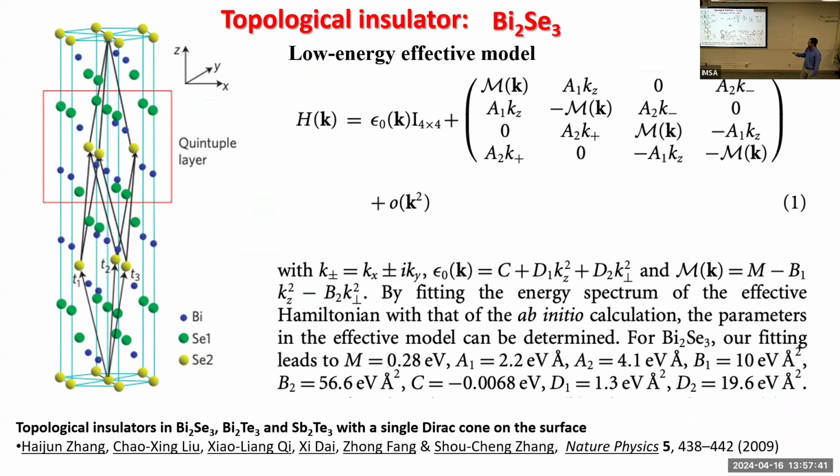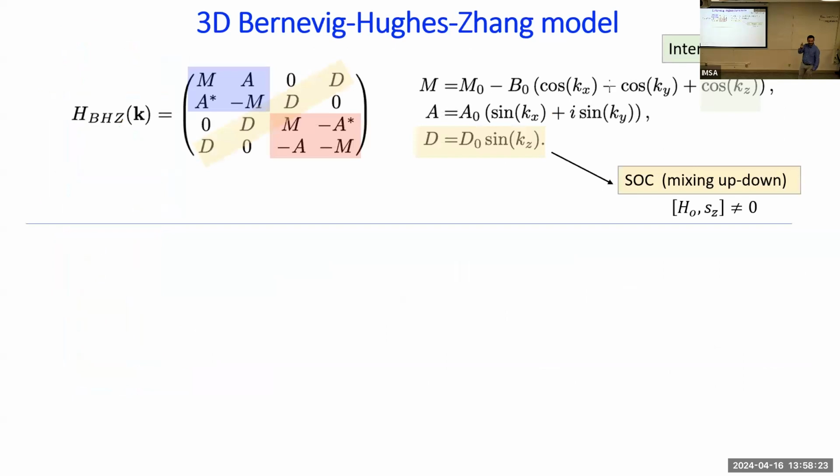We start with the low energy model for bismuth selenide, which is this kind of Hamiltonian, a 4x4 Hamiltonian that was described in this Nature paper. The shape of the Hamiltonian is similar to the BHZ model, we just need an extra component that is the C component. And they also have the parameters to simulate bismuth selenide in the low energy model. Let's use this to answer the question now.